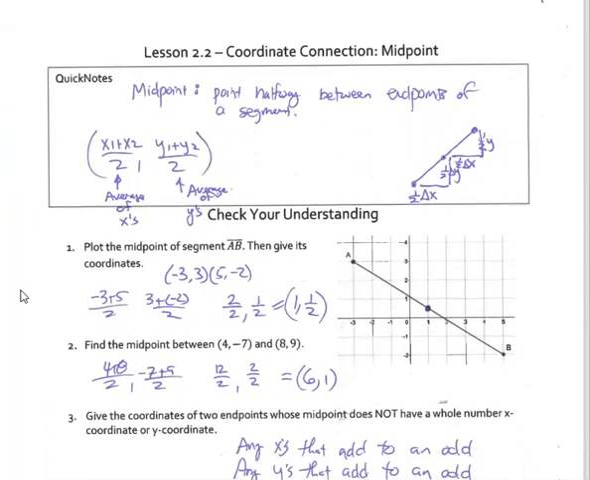To formalize this, we're talking about a point that is in the middle. The name of that is the midpoint. So the midpoint is going to be halfway between the endpoints of a segment. The formula that we came up with was the average of x's and average of y's.